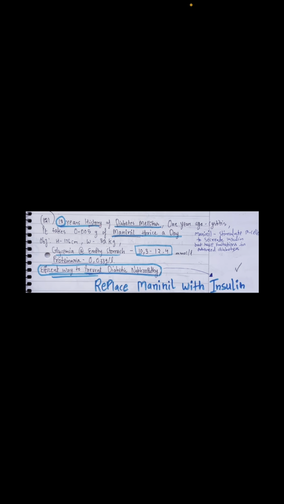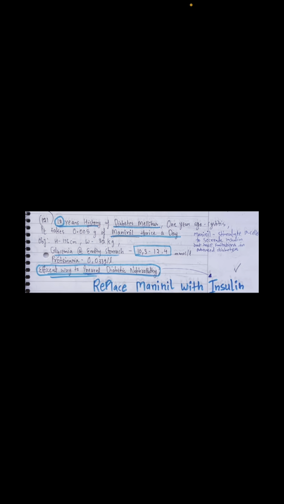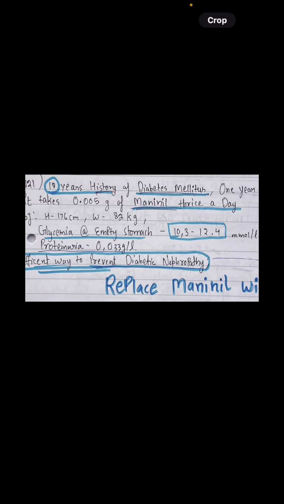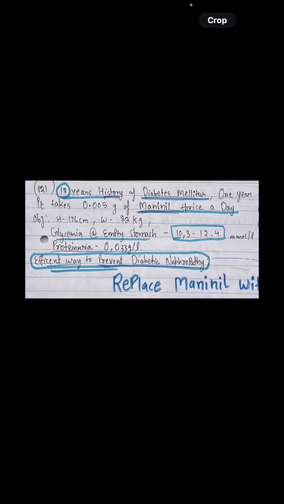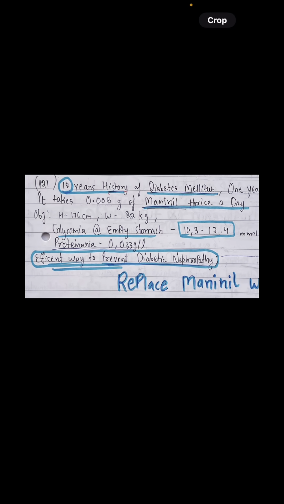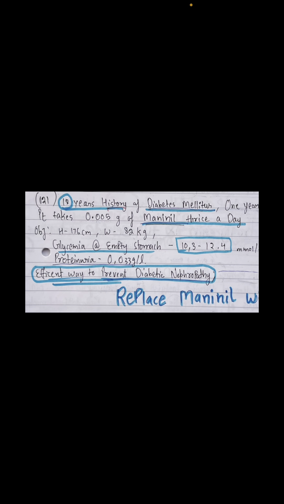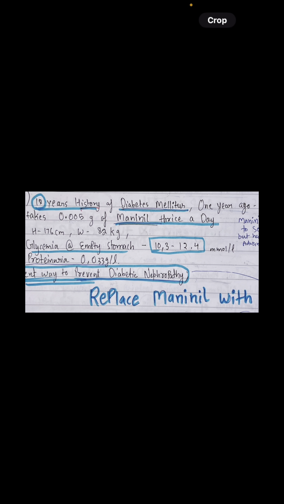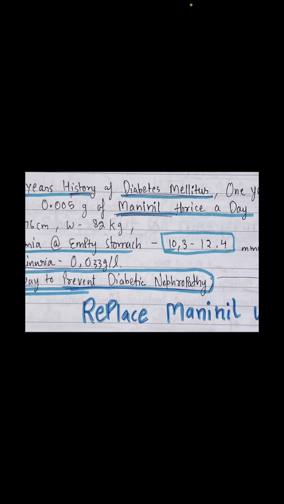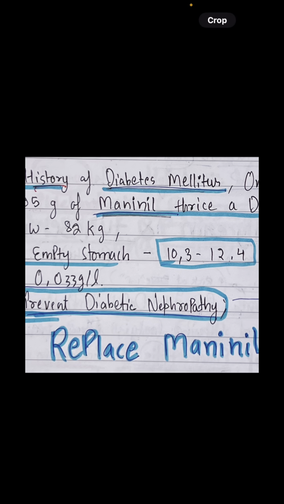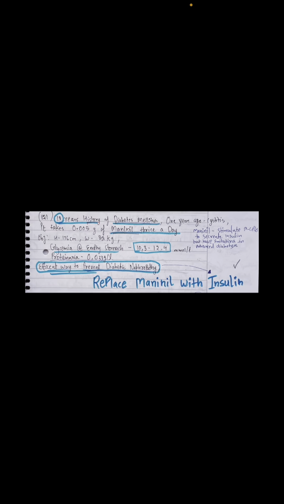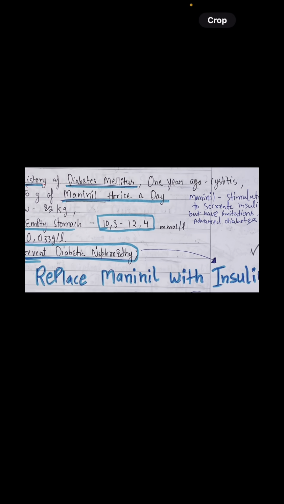Another question. You have seen the table. In one time itself you will remember the table. Let's see the next case, which says a patient is taking Manilin three times a day. However, her or his empty stomach glycemia is still 10 to 12 mmol per liter, which is high. So it means the Manilin is not working properly. So replace the Manilin with insulin.